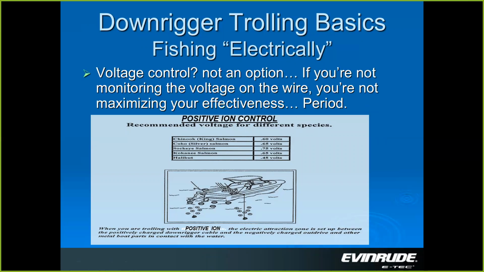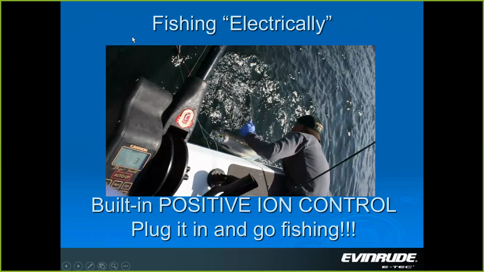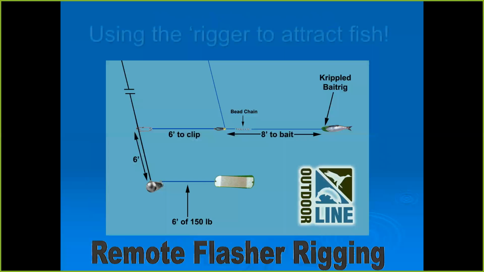Now, here's the thing. It's not your choice. It's not an option. You have electricity on your wire and you need to monitor it, and it's not difficult to do. You can either install an aftermarket black box, or with Cannon downriggers, for example, positive ion control is built into each unit and monitors it. You can go ahead and adjust it, but it'll tell you what your voltage is from the get-go, and that's pretty handy.